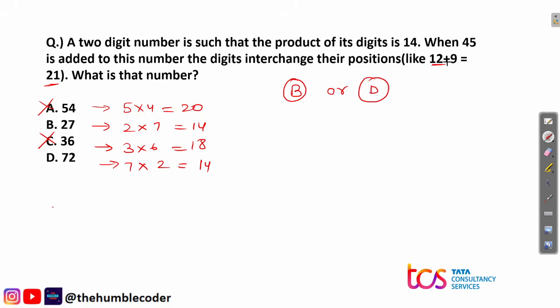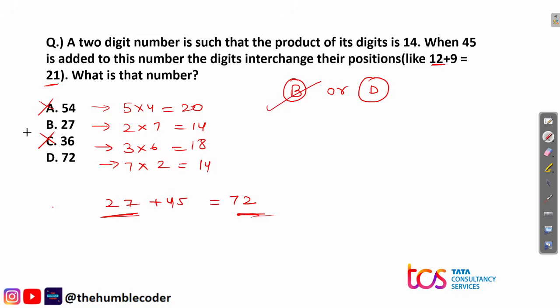Now let's check the other condition also. When 45 is added to this number, the digits interchange their positions. So let's add 45 to 27. When we add 45 to 27, we are going to get 72. Okay, so you can see that the digits are interchanged. So yes, this is our answer, option B.